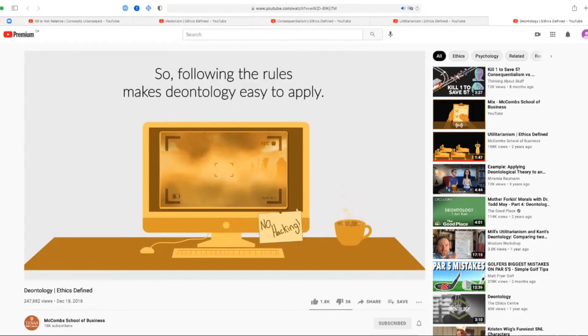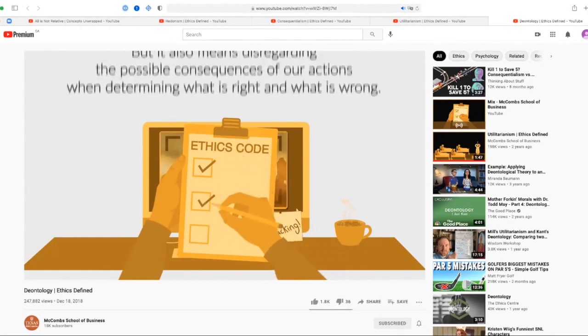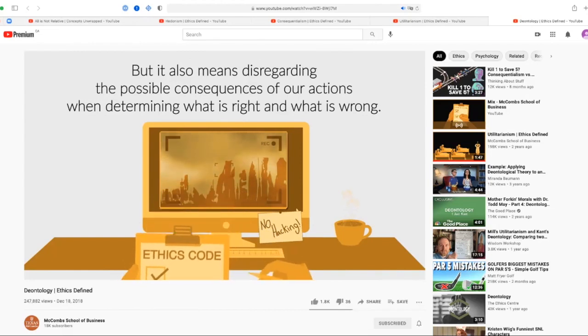So, following the rules makes deontology easy to apply. But it also means disregarding the possible consequences of our actions when determining what is right and what is wrong.